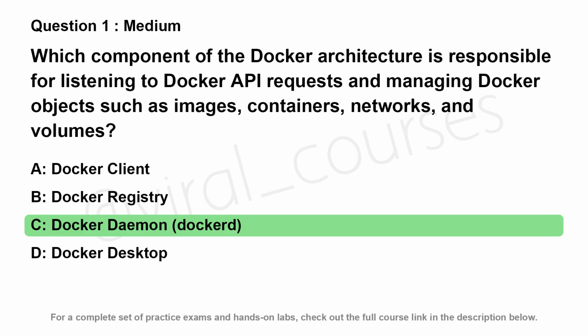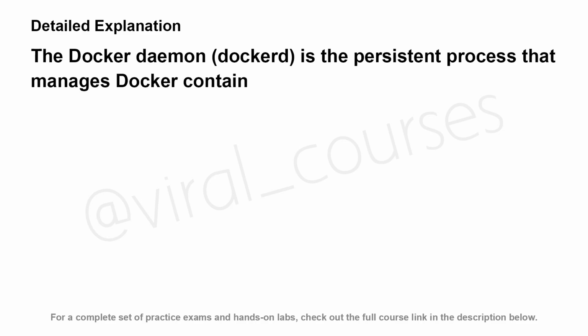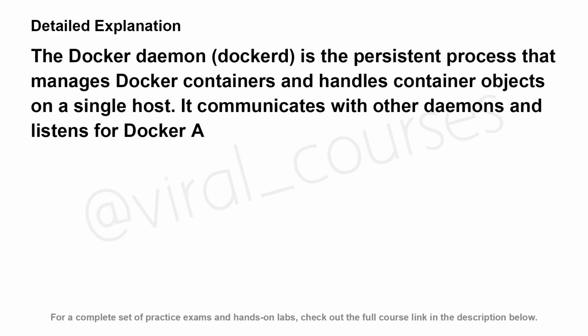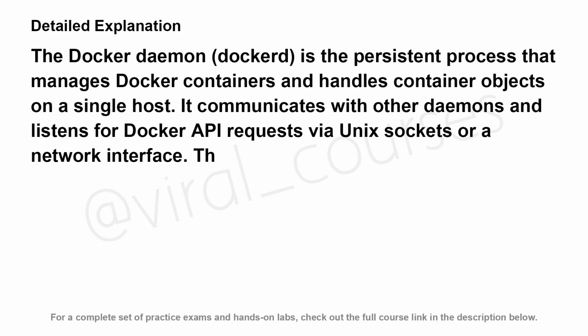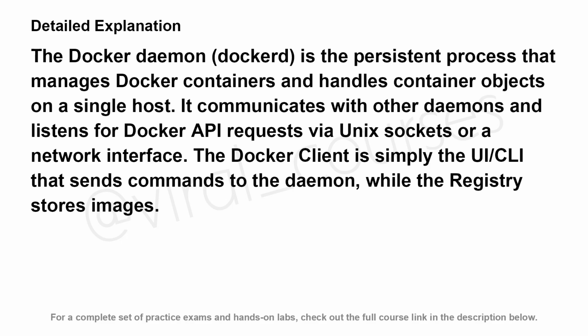The correct answer is C. The Docker daemon, dockerd, is the persistent process that manages Docker containers and handles container objects on a single host. It communicates with other daemons and listens for Docker API requests via Unix sockets or a network interface. The Docker client is simply the CLI that sends commands to the daemon, while the registry stores images.